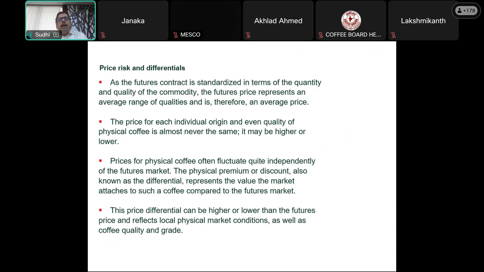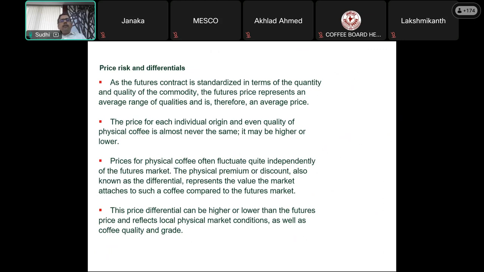The price of each individual origin, and even the quality of the physical, is almost never the same. It may be higher or lower. The price paid in India may not be the same as in Vietnam. The quality of the Indian Robustas is better, so normally the coffee price a farmer gets is lower in Vietnam and higher in India. The same is true of different qualities. The price of Robusta cherry and Robusta parchment is not the same; the price at which Robusta parchment gets traded is higher. But for all these specifics, there is no separate contract in the futures market. The futures market is only one Robusta market or one Arabica market.